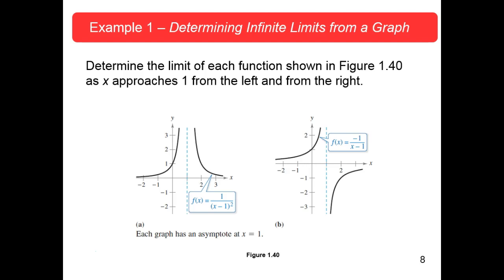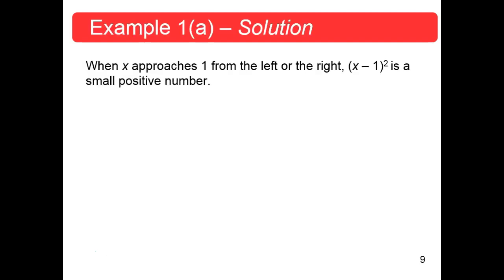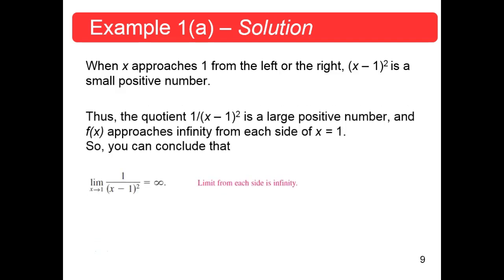All right, I don't know what else they wanted you to do with that, but that is what's happening here. So when x approaches 1 from the left or right, x minus 1 squared is a very, very small but positive number because it's squared, okay? And when you do 1 over that, it becomes an extraordinarily large positive number, okay? So it's approaching positive infinity from left or right.